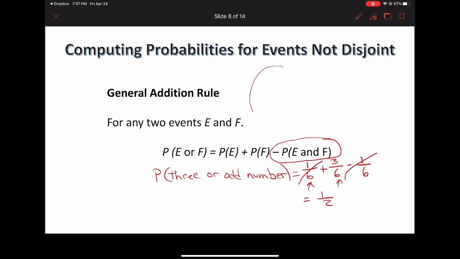If I had a Venn diagram, I'd have 1, 2, that's not good. So I would have 1, 3, 5. That's not going to work at all. I would need 3. Never mind. Ignore me here. Okay, moving on.